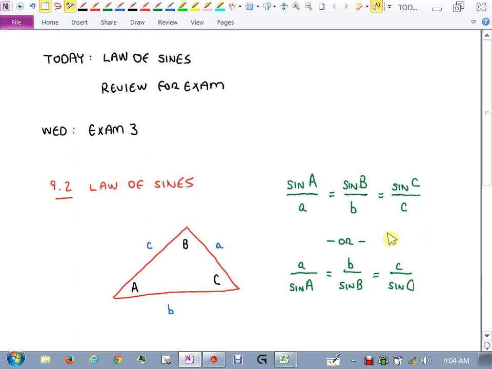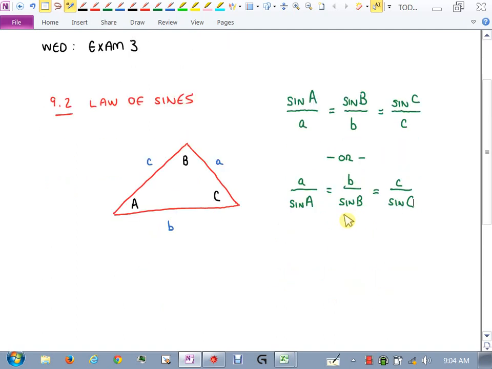So in other words, you can flip all the fractions over and you have the same string of equalities. Now, which one of these you're going to use, the top one or the bottom one, would depend on the problem and what you're trying to figure out. But just keep in mind that you can flip them over. Now, let's talk about where it comes from.